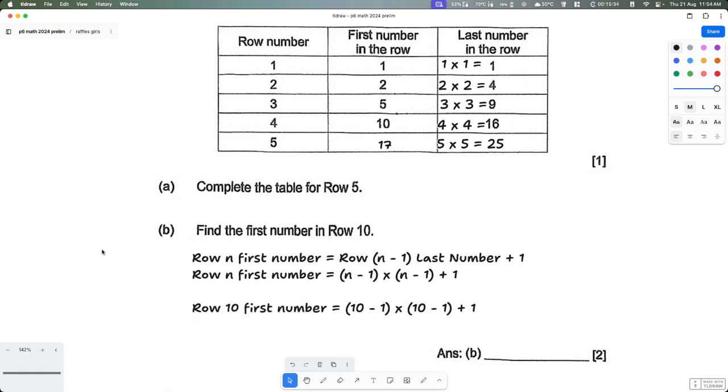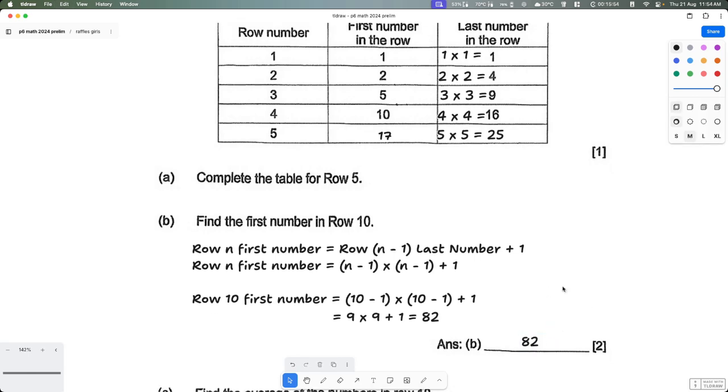Okay, all right, so 10 minus 1, what will it be? This will then become 9 times 9, right? 9 times 9 plus 1, and this will then become 82. So that's the answer, 82 over here. Okay, there you go. So that's part B.